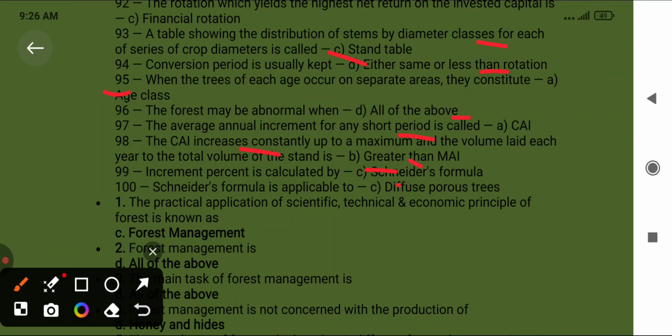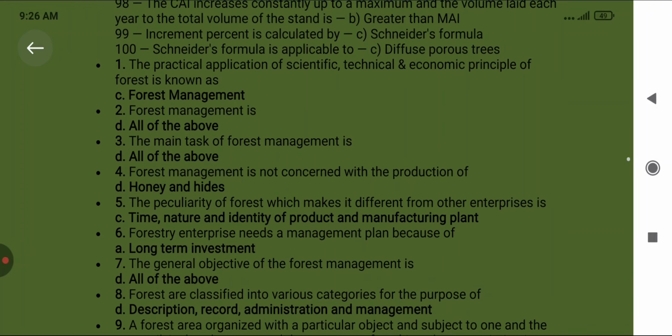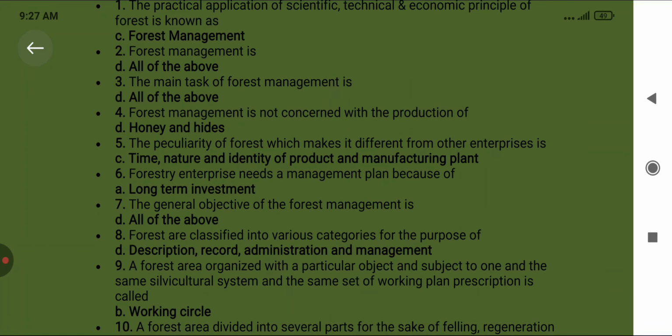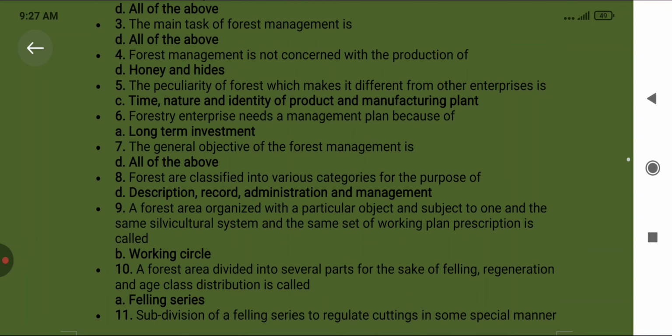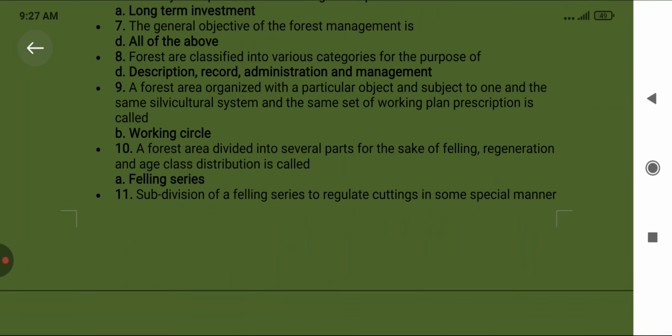The practical application of scientific, technical, and economic principles of forestry is forest management. Forest management is not concerned with the production of honey and hives. The peculiarities of forest which make it different from other enterprises are time, nature and identity of product, and manufacturing plant. A forest enterprise needs a management plan because of long-term investment.